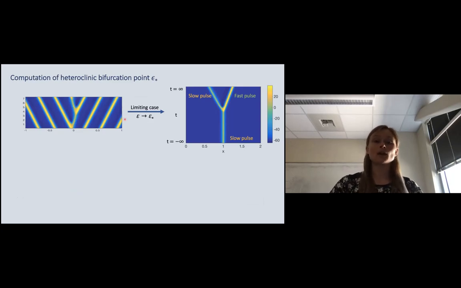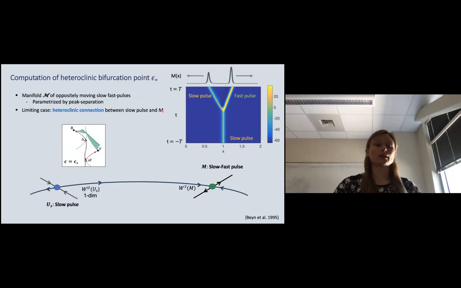point. And the way we're going to do this is, again, by setting up a pattern to solve for. So if we consider our 1D spiral, the limiting case as we approach that heteroclinic bifurcation is really a slow pulse that comes in from infinity, breaks into the slow fast pulse pair, and they continue on indefinitely long as well. And so what we're doing then is really computing the heteroclinic connection between the unstable manifold of the slow pulse and this oppositely propagating slow fast pulse pair.